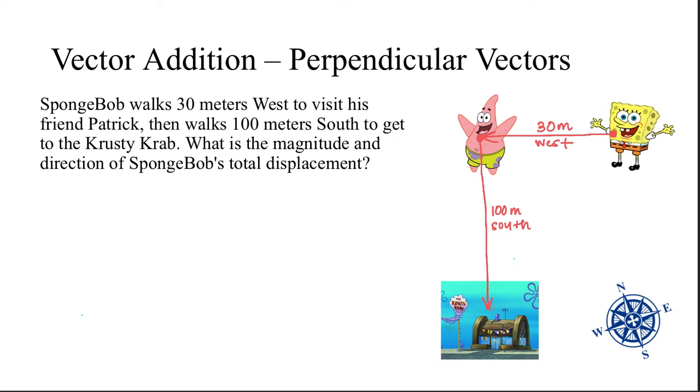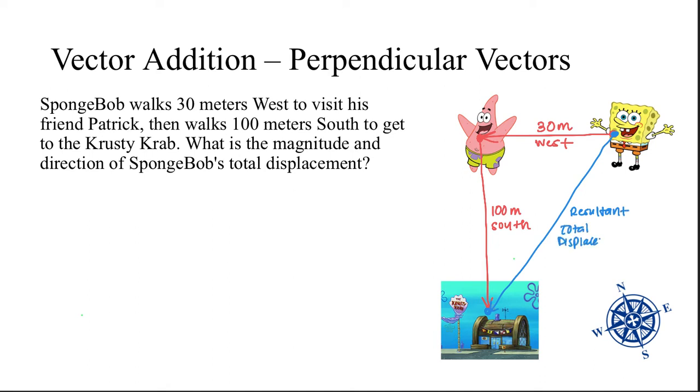And when I'm asked to solve for the magnitude and direction of his total displacement, I'll begin by drawing the resultant vector. And so again, to draw the resultant vector, I start from the very beginning, so the tail of the first vector to the head of the last vector, and that would look like this. Right, so this is my resultant vector. This is my total displacement.